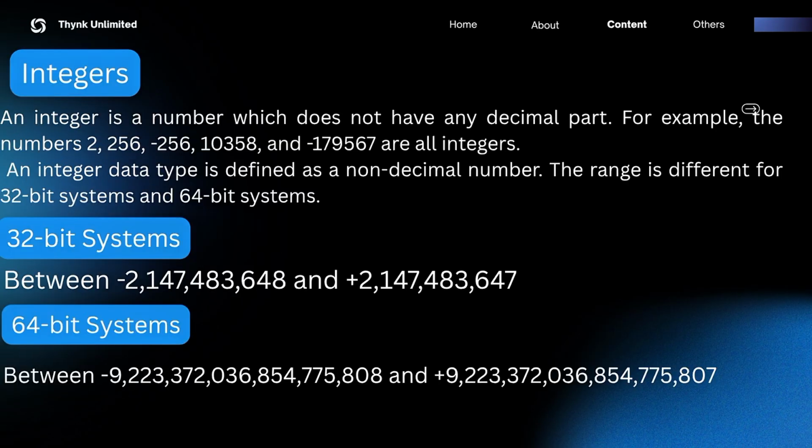Now let's take a deeper look at integers, one of the most commonly used data types in PHP. An integer is a number that does not contain any fractional or decimal part. In simpler terms, integers are whole numbers. They can be positive, negative, or 0. Examples include numbers like 256, 10358, or 179567. Whenever you need to represent whole number quantities, such as counting items, setting a user's age, or looping through iterations, the integer type is the best choice.